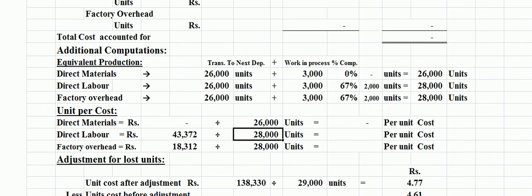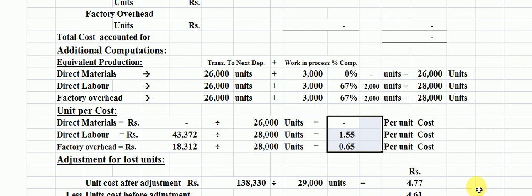This is the zero. Now we have to copy here. This is the per unit cost against labor as 1.55 and 0.65 as factory overhead. Students, this is our per unit cost. Now we move to find out the lost amount.